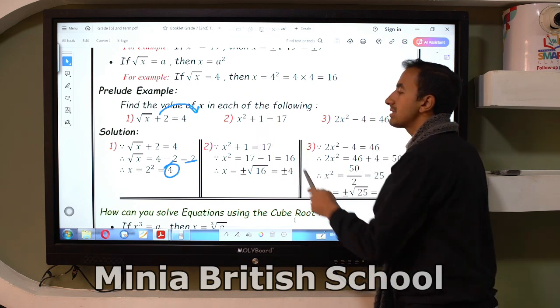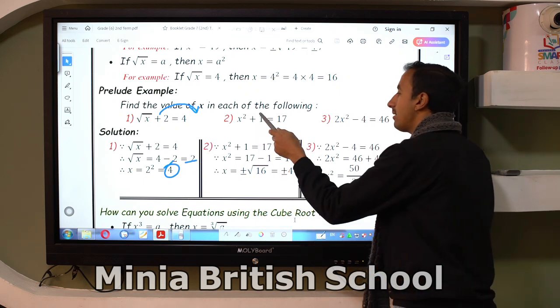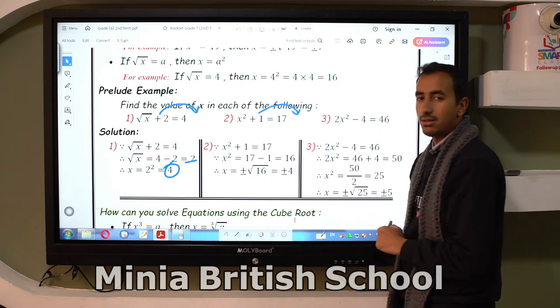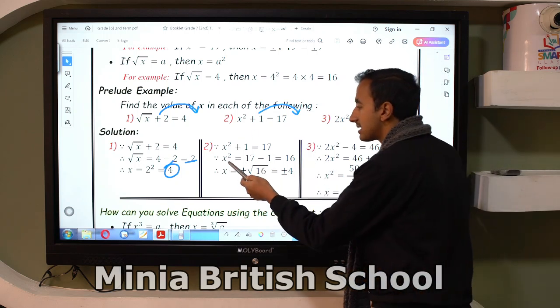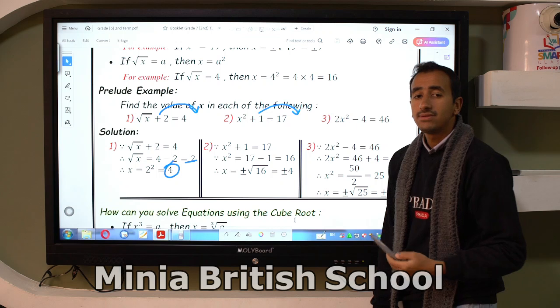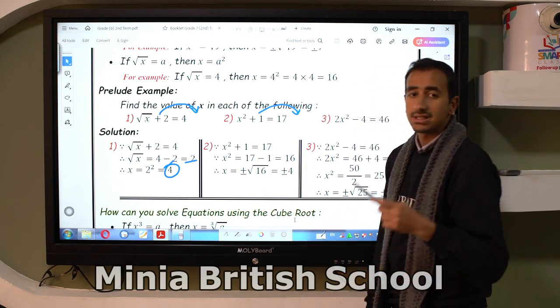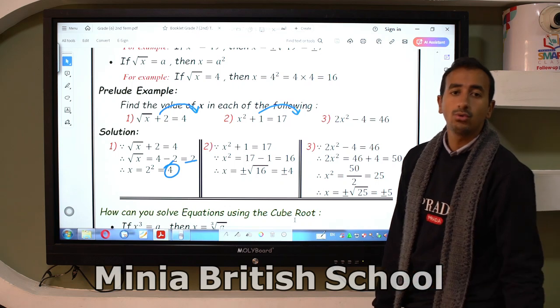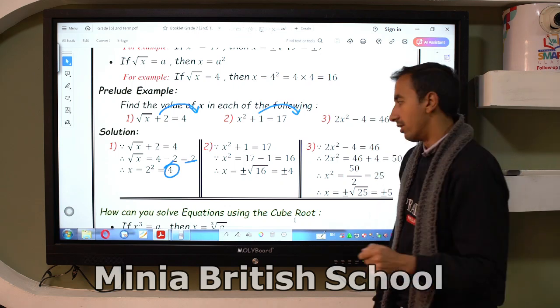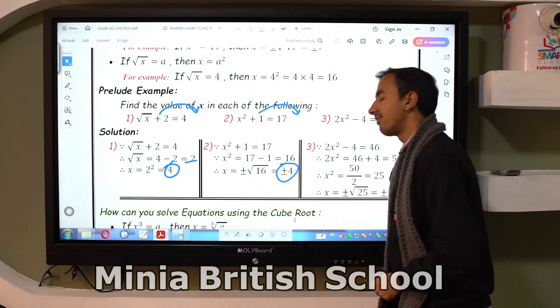Here, x power 2 plus 1 equals 17. You can move the 1 to the other side by the inverse operation. x power 2 equals 17 minus 1, and 17 minus 1 equals 16. x power 2 equals 16. So x is positive or negative square root of 16, which equals positive or negative 4. Positive or negative 4. Yes.